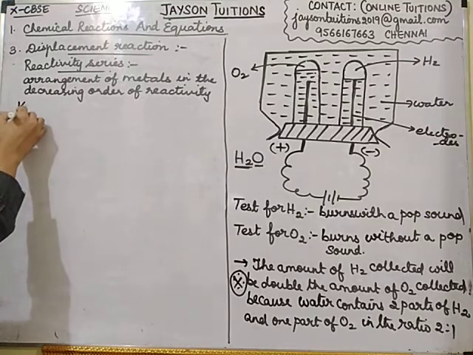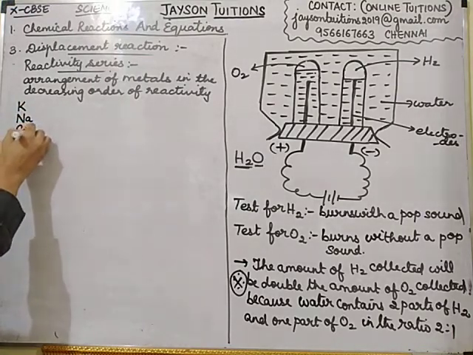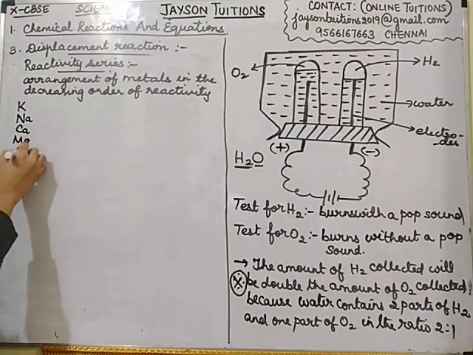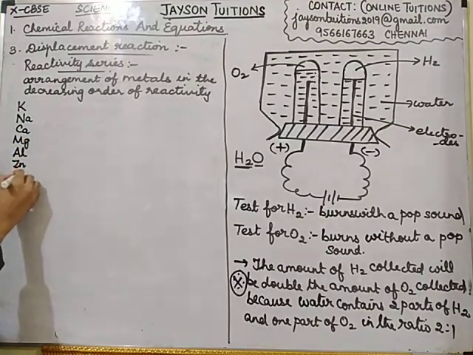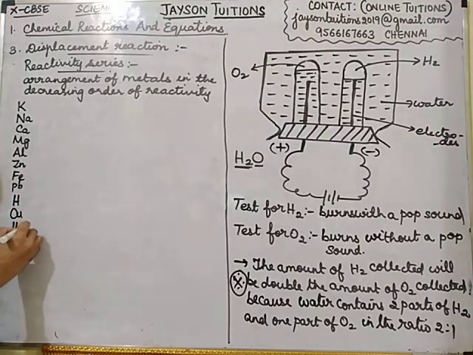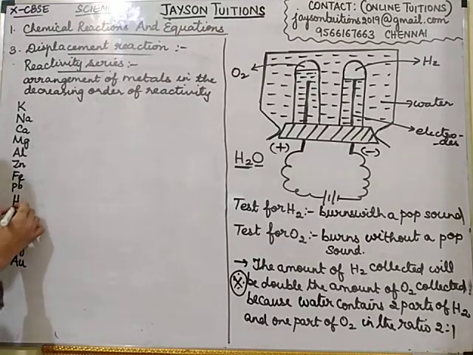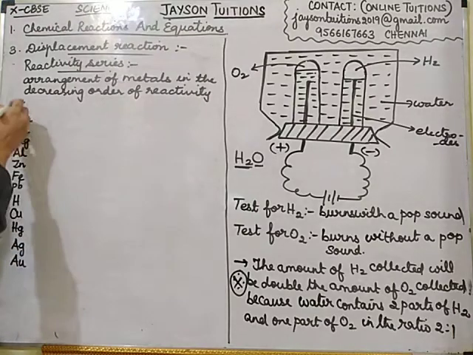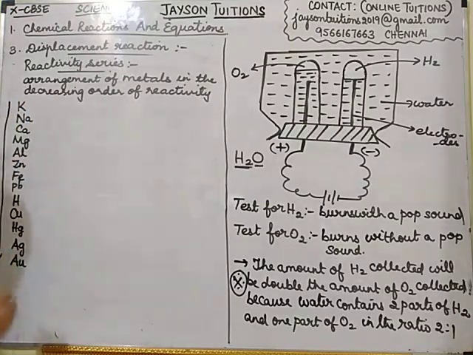Potassium, sodium, calcium, magnesium, aluminium, zinc, iron, lead, hydrogen, copper, mercury, silver, gold. So this is the reactivity series. About this reactivity series you will study in detail in your third lesson. But for now you just learn this reactivity series by heart. Decreasing order means the metals on the top will be more reactive, and the metals at the bottom will be less reactive.